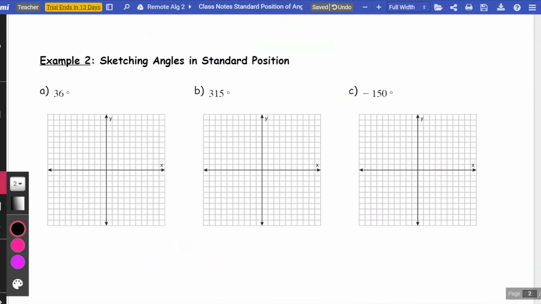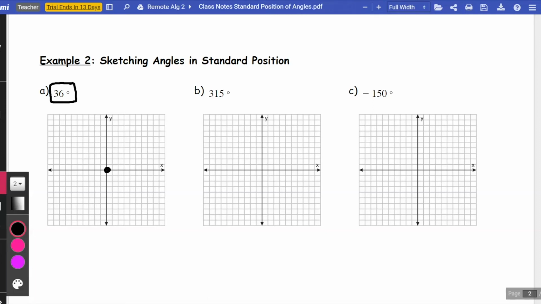So now we're going to sketch some angles in standard position. Instead of giving you the angles, this time you have to figure out where the angle needs to go based on the degrees. So I want to create a positive 36-degree angle.